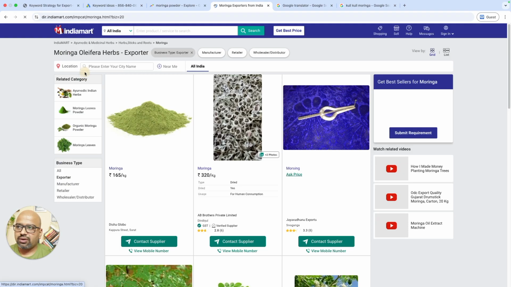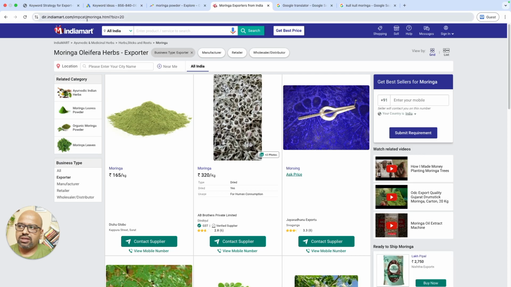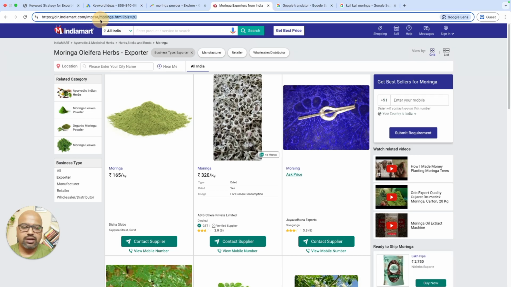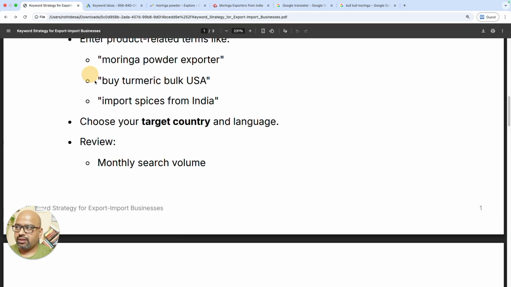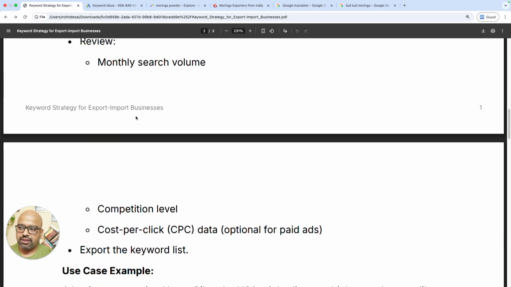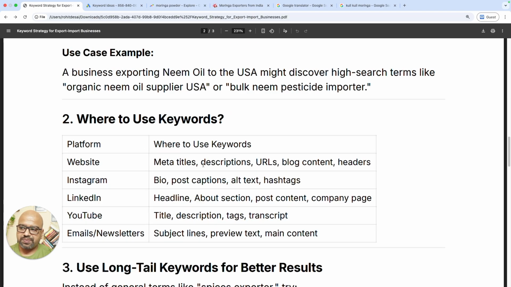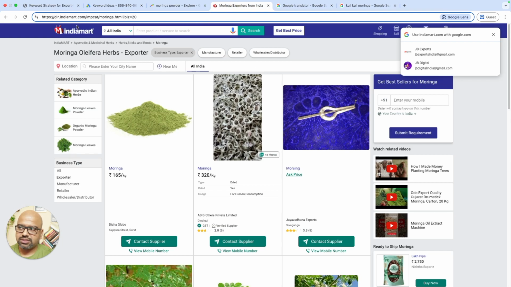If I click on it, I get to see in the URL they have something as Moringa. That's also a technique that you need to use on your URLs. That's the recommendation I have given here. You can see in your websites, you need to use this in your URLs. URL means just this part.